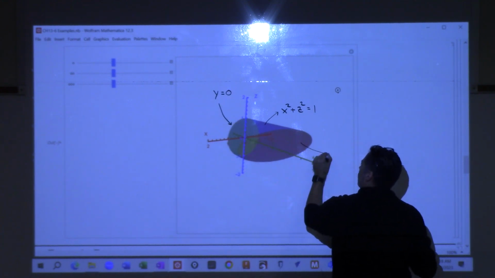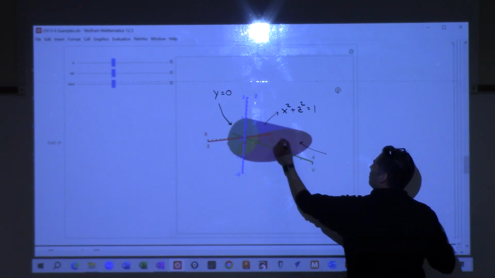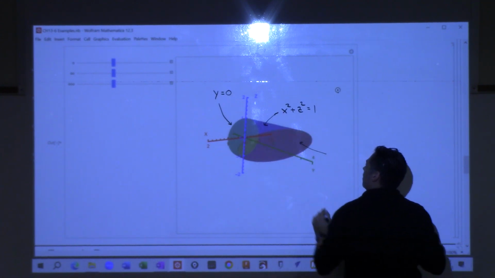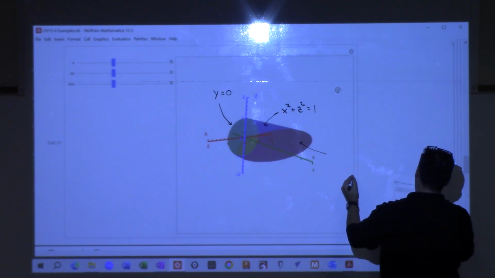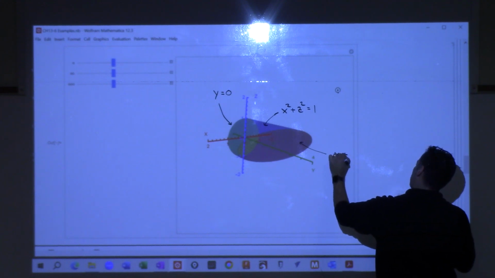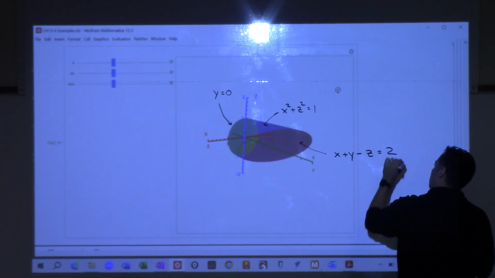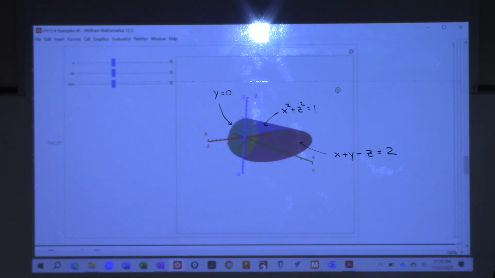And then this right here, does it bother you that I didn't do it? Okay, there we go, like that. And then this one is x plus y minus z equals 2. So that's what I would give you. I would give you that, and I'd say, okay, I want all 3 surfaces. I want you to give me the vector equation for all 3 surfaces. So we're going to have 3 different answers.